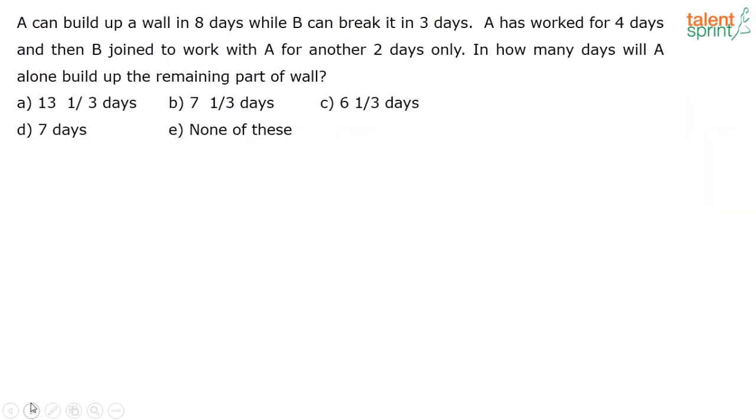A can build up a wall in 8 days while B can break it in 3 days. A has worked for 4 days and then B joined to work with A for another 2 days only. In how many days will A alone build up the remaining part of the wall? Okay, so how do we solve this?